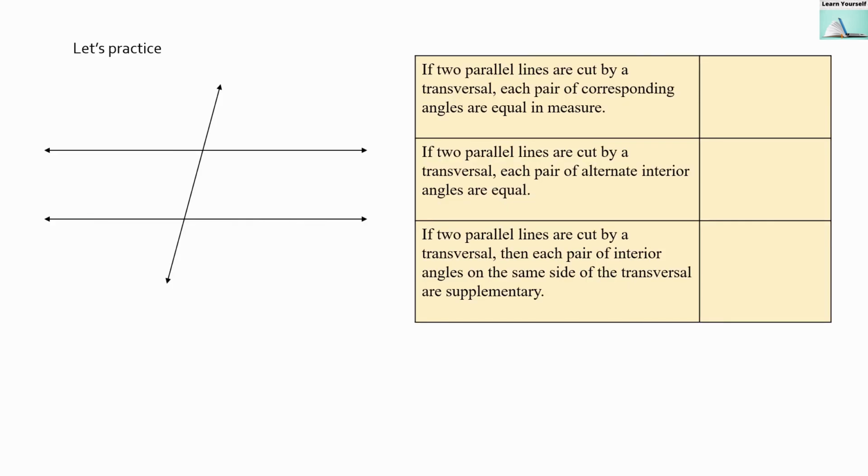Now I want you to practice. You have to write the angle numbers here, and whatever details I have given over here, you have to write the correct numbers for the angles. They are saying that if two parallel lines are cut by a transversal, each pair of corresponding angles are equal in measure. So you need to write here pair of corresponding angles.